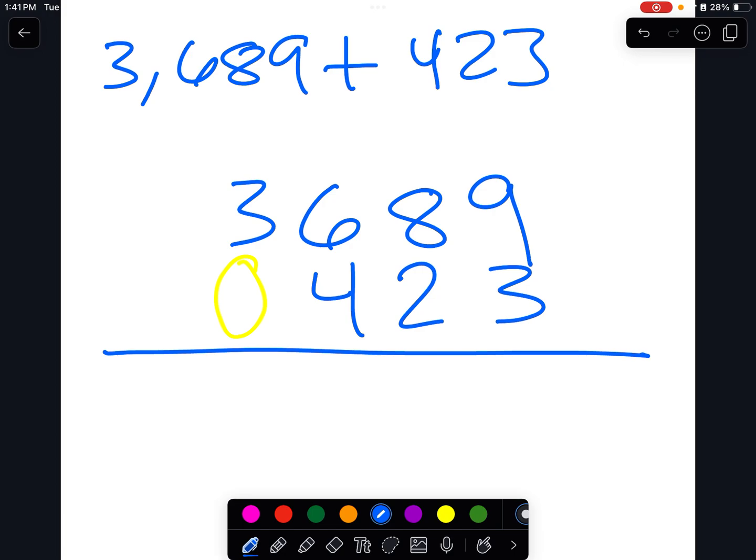Let's do it. 9 plus 3 is 12, carry the 1. 8 plus 2 is 10. 10 plus 1 over here, that's 11. Carry the 1. 6 plus 4 is 10, plus 1 is 11. Carry the 1. 3 plus 0 is 3. But we carry the 1, 3 plus 1 is 4.